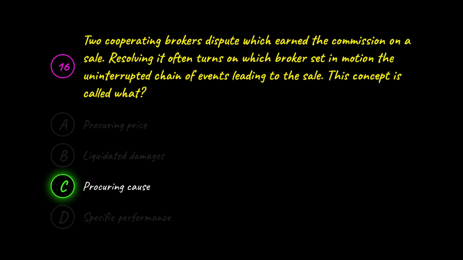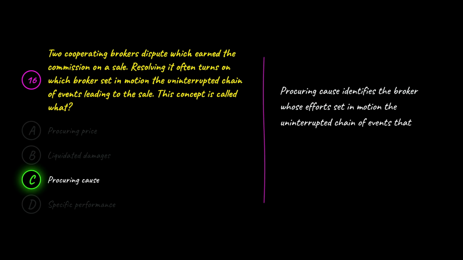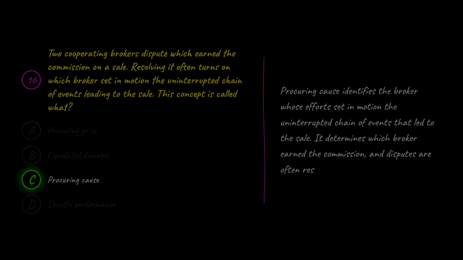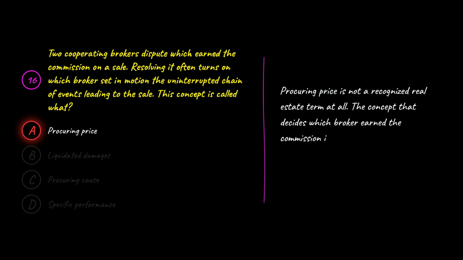The correct answer is C. Procuring cause. C is correct because procuring cause identifies the broker whose efforts set in motion the uninterrupted chain of events that led to the sale. It determines which broker earned the commission, and disputes are often resolved through association arbitration. A is wrong because procuring price is not a recognized real estate term at all. The concept that decides which broker earned the commission is procuring cause, the broker whose efforts effectively brought about the completed sale.